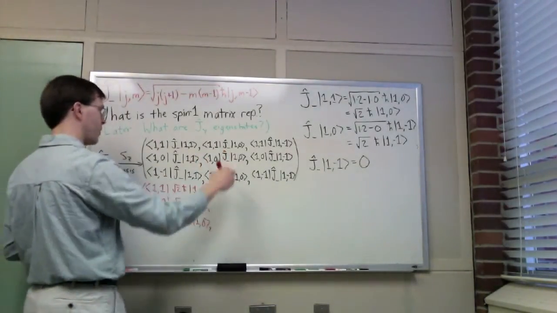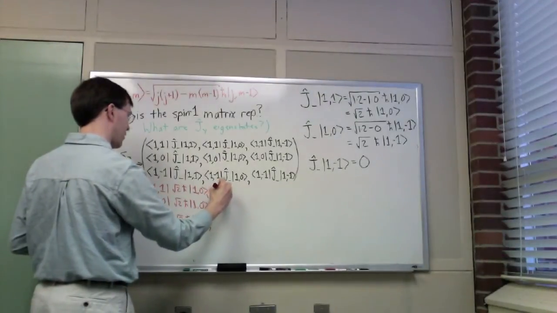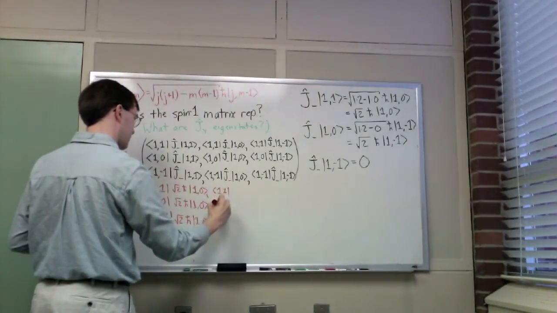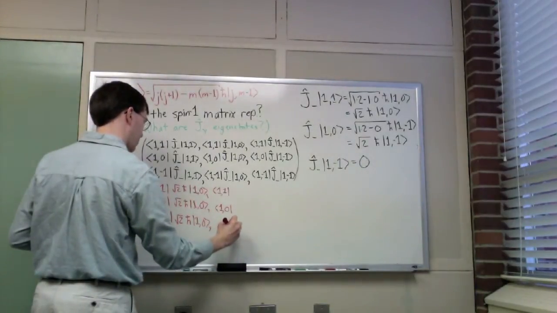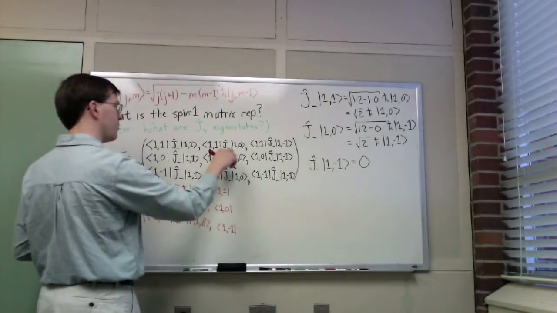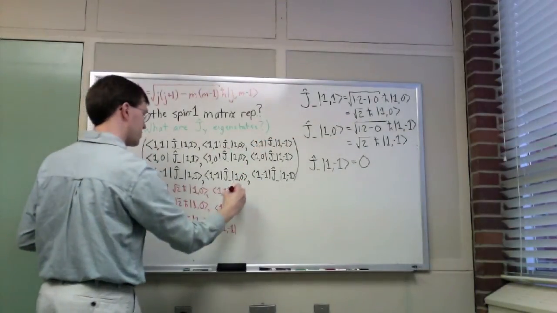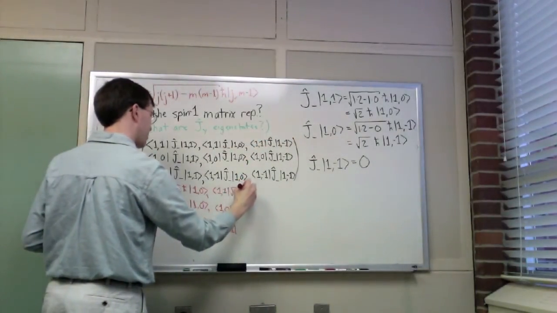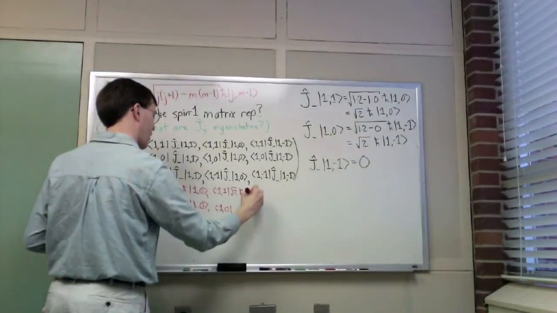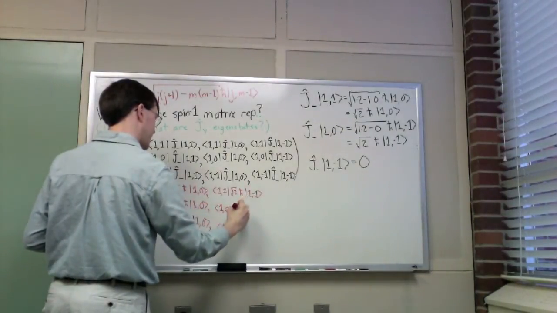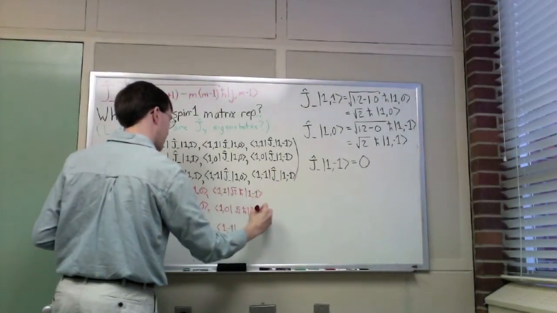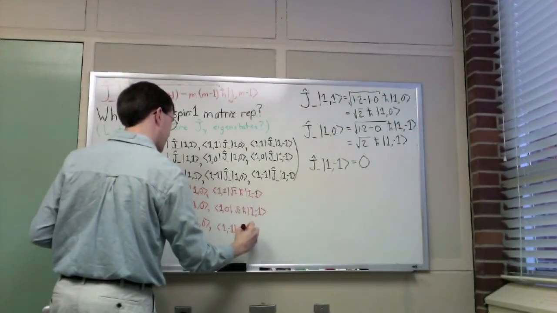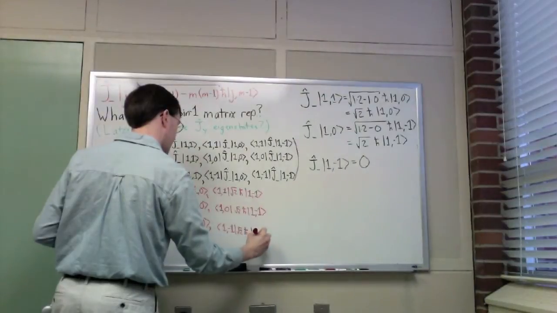And then next one, I can do the same thing. 1,1, 1,0, 1,-1. And here, J minus acting on 1,0 gives me square root of 2 h bar times the ket 1,-1. Here, square root of 2 h bar times 1,-1. And here, square root of 2 h bar times 1,-1.